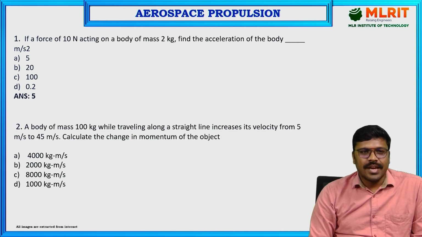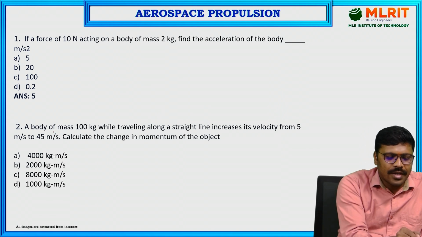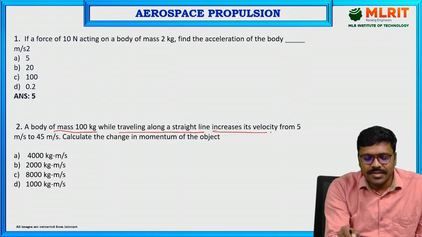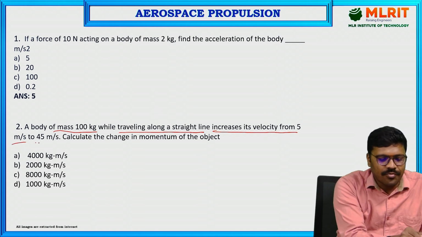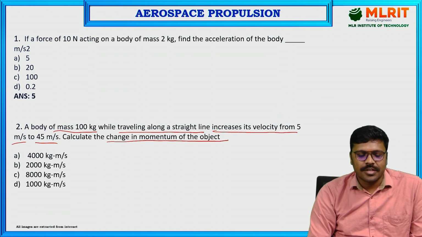Next, second problem. Here he is telling a body of mass 100 kg, while traveling along a straight line, increases its velocity from 5 meters per second to 45 meters per second. Calculate the change in momentum of the object.